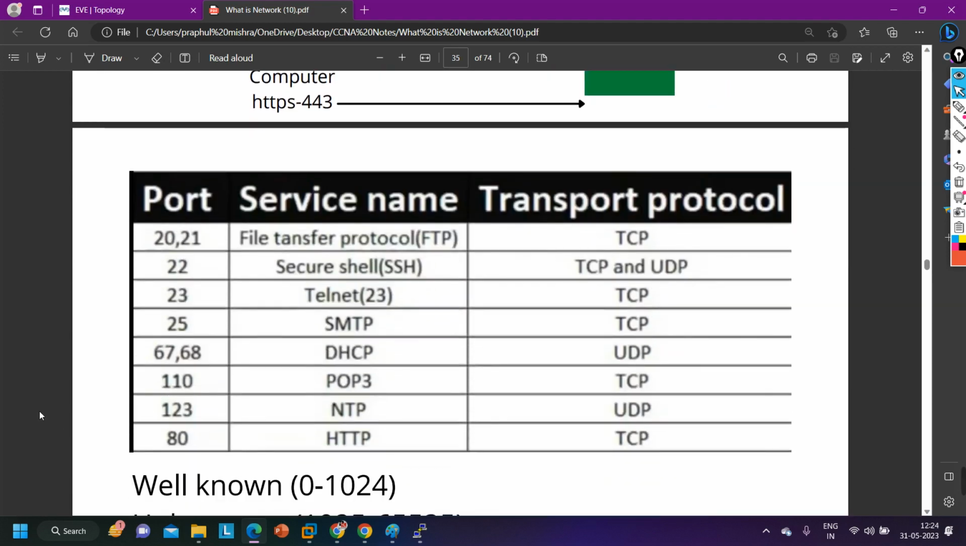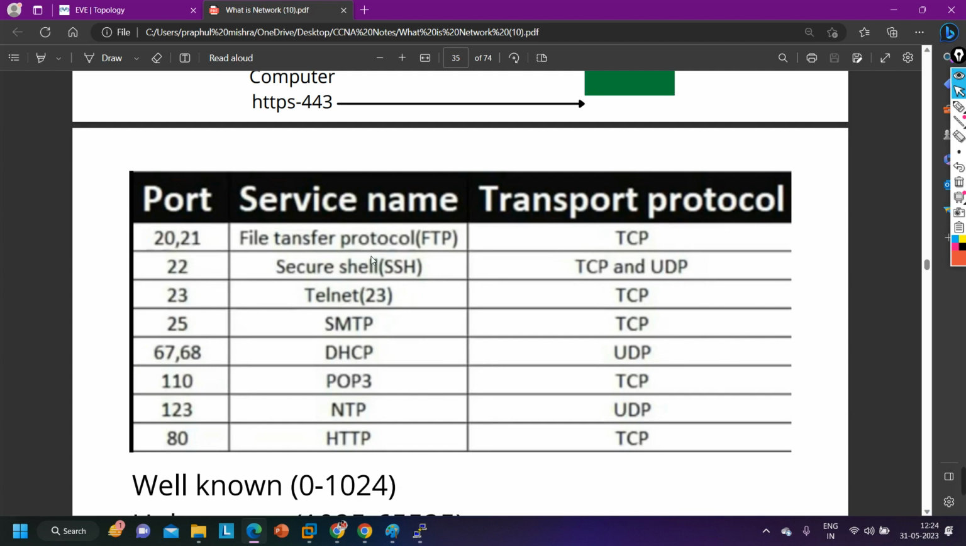After that, these are very important protocols and port numbers, so you need to remember this. The port number of FTP is 20 and 21. The Secure Shell port number is 22. Like this, you have to remember. As a network engineer, you have to remember all these port numbers.